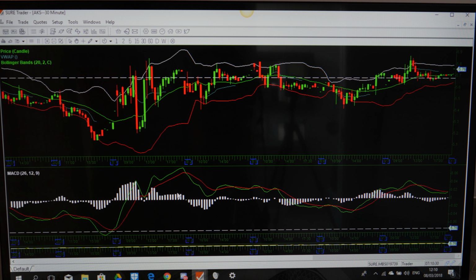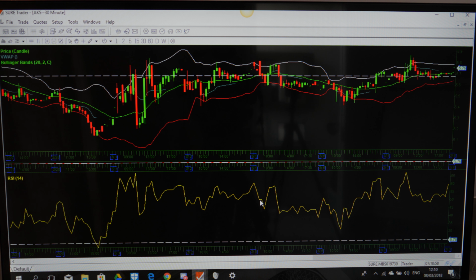MACDs can be useful in that scenario in terms of giving you an indication. It doesn't predict the future because it calculates what just went on in the past, but it's giving an indication of where it's going, not guaranteed, but it's an indication nonetheless.